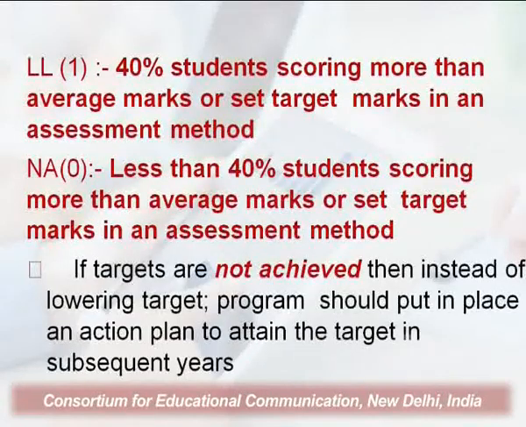LL is 1, that is 40% students scoring more than average marks or the set marks in an assessment method. NA is 0, that means less than 40% of the students scoring more than average marks or the target marks in an assessment method. So what does it mean? If the targets are not achieved and you have got a score of NA, which is 0, then instead of lowering the target, the program puts in place an action plan to attain the target in the subsequent years, because this is really a low level and all efforts should be made to attain it in the coming years.